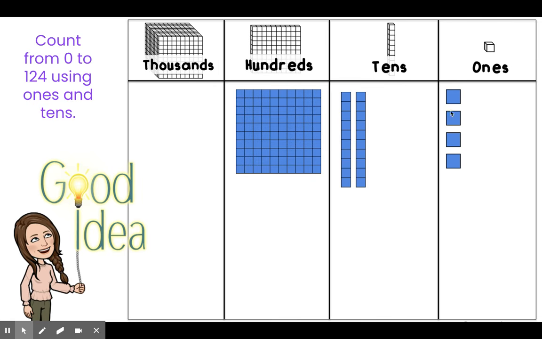4 represents 4 ones. Here they are. 1, 2, 3, 4. This 2 is the place value for tens. 2 tens to be exact. 1 group of 10, 2 groups of 10. And this 1 represents one group of 100.